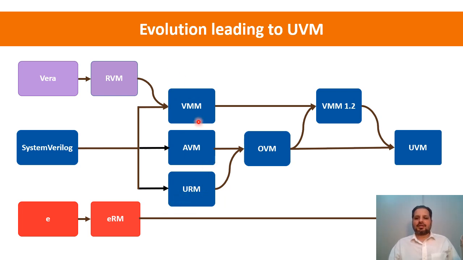So we have basically three major EDA players, and each one of them was doing their own verification methodologies. At one point, the Advanced Verification Methodology and the Universal Reuse Methodology got merged, and they created the Open Verification Methodology. Then the Open Verification Methodology merged with VMM, and they came up with VMM 1.2. And eventually, from VMM 1.2, I think all three companies collaborated and defined the Universal Verification Methodology, UVM.